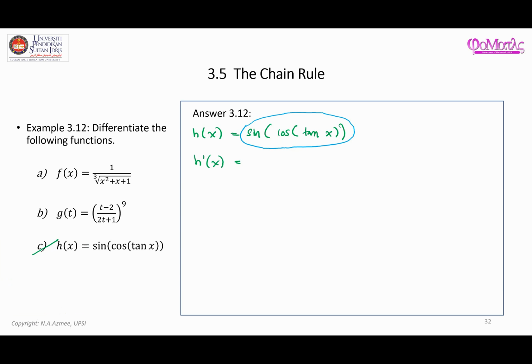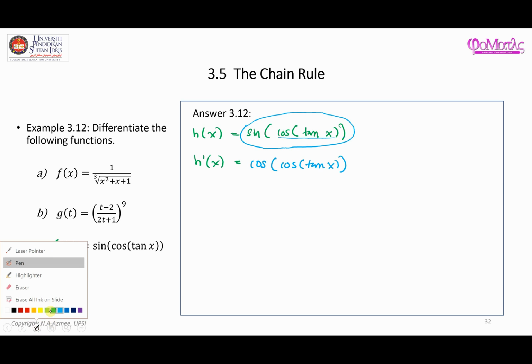So what is the answer when you differentiate the sine of something? The answer is going to be cos. If you differentiate a function which has sine on it, the answer is going to be cos, and we're going to maintain whatever is in the bracket. So it's going to be cos of tangent of x. Yeah, so that's the answer.